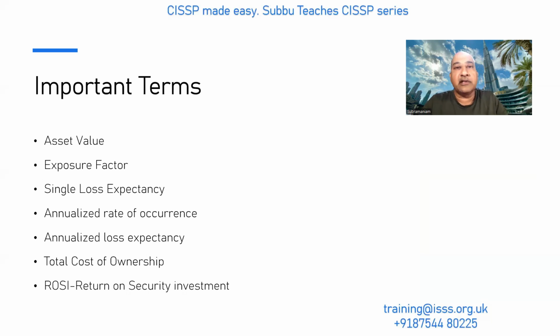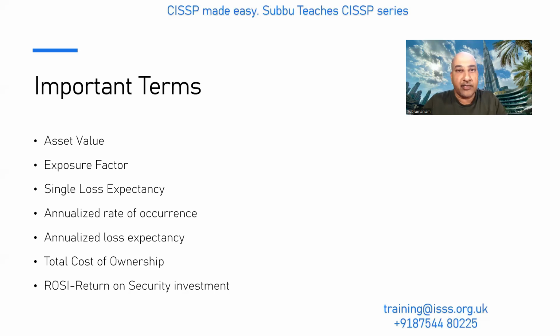Exposure factor: the percentage value of the asset that is lost. Single loss expectancy: if the incident happens for the first time, what is the value that has been lost? Annualized rate of occurrence: if so many similar incidents are happening over the period of, let's say, 3 or 4 years, given the hypothetical situation, what is the percentage that you're actually losing every year? And annualized loss expectancy is the monetary value that has been lost every year.